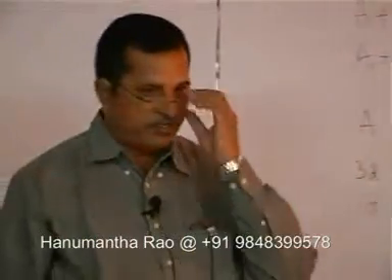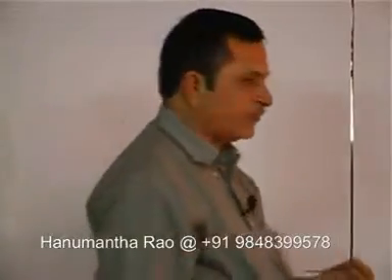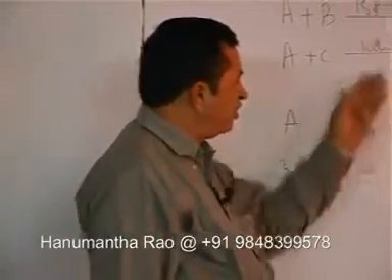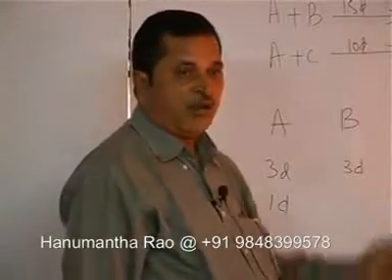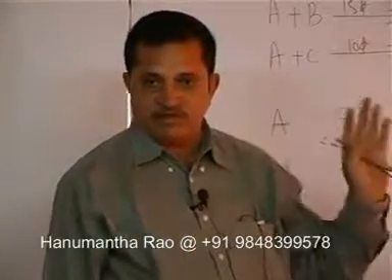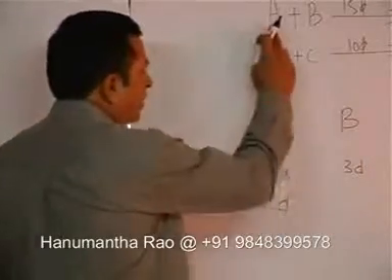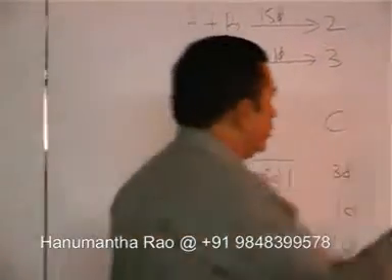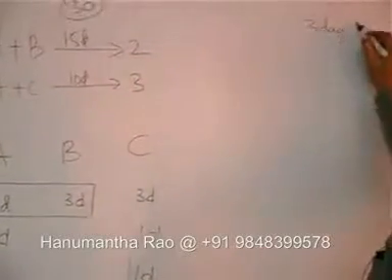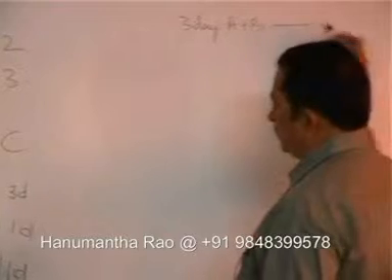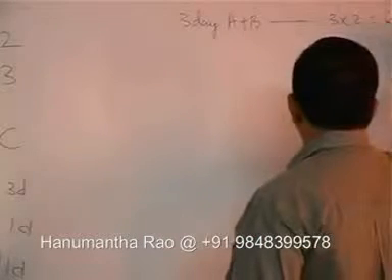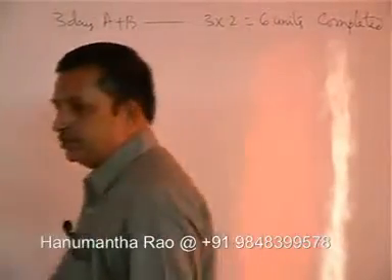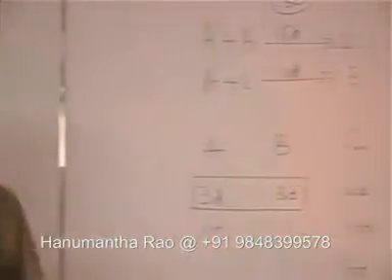This is the participation of each and every individual. What we do? Individual units we don't know. Whatever the data available, we go with available data. See here, A and B work we know. Can I combine these two? 3 days, A and B completed how many? 3 into 2, 6 units completed. Clear?